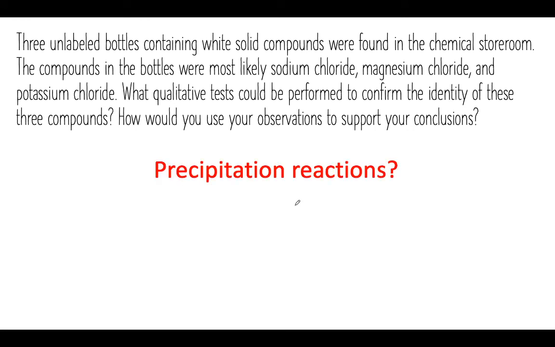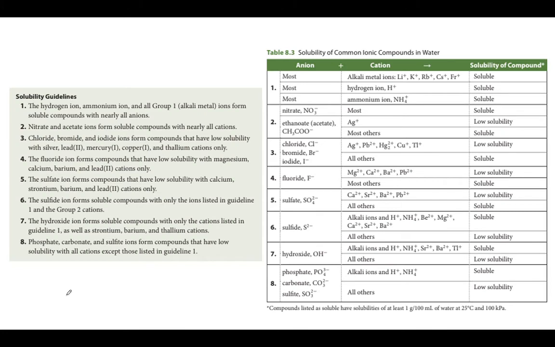And lastly, let's see if we can use our precipitation reactions to confirm which compound is in which bottle. So if I have NaCl, MgCl2, as well as KCl, how can I precipitate these out? So what will precipitate Na, what will precipitate Mg, what will precipitate K? That's the question that I'm asking myself. So let's take a look at our solubility guidelines to see how we can figure this out.